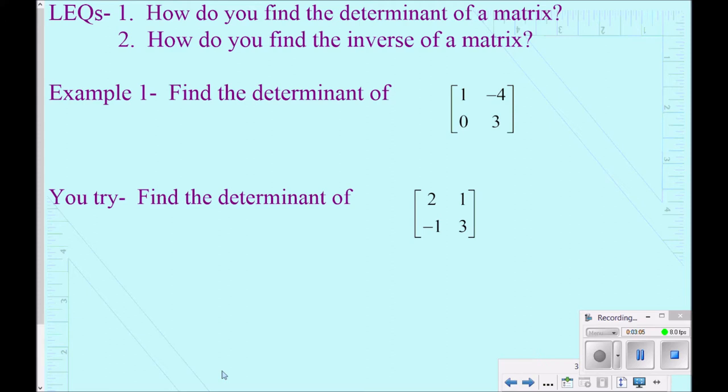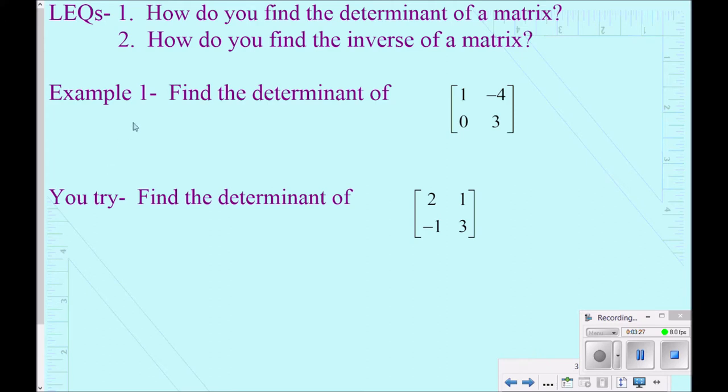But for now, we really just care about how we find the determinant, the basics here. How do we find the determinant? How do we find the inverse? And then we'll talk about the whys in the next couple of lessons. So the determinant, when we see that we're supposed to find the determinant, there's a couple of ways that you can tell that we're looking for the determinant.